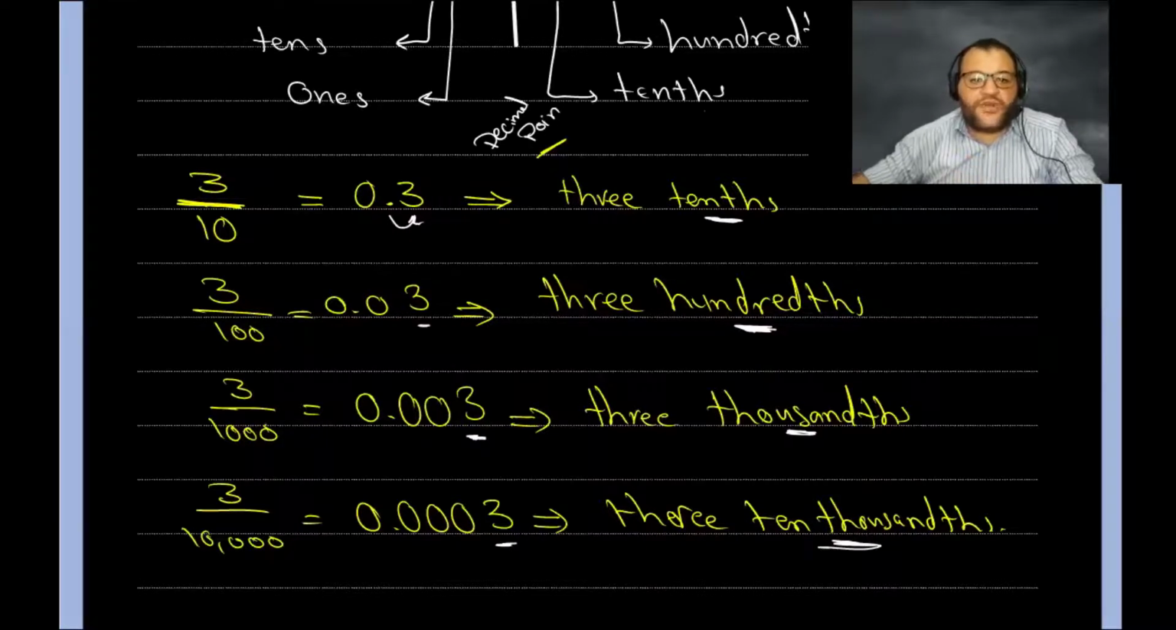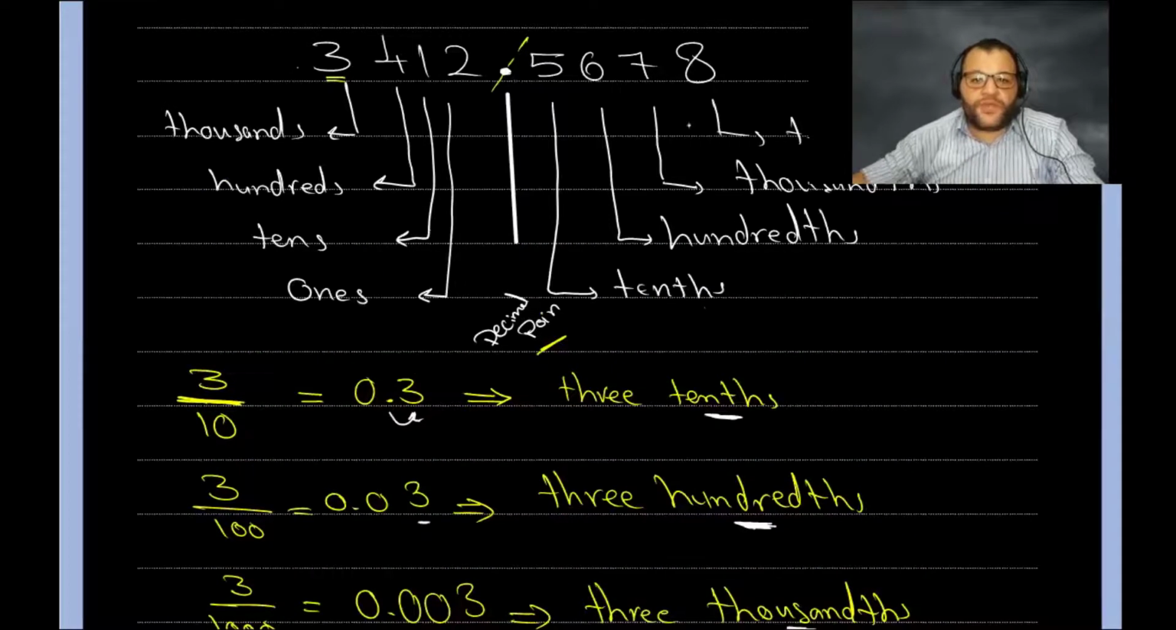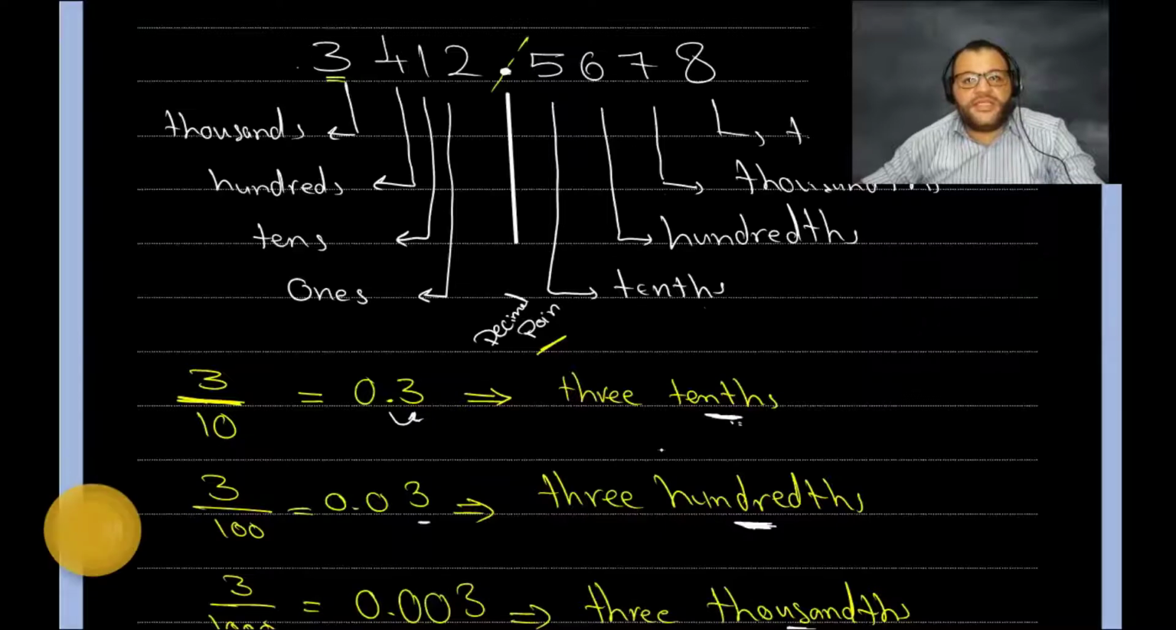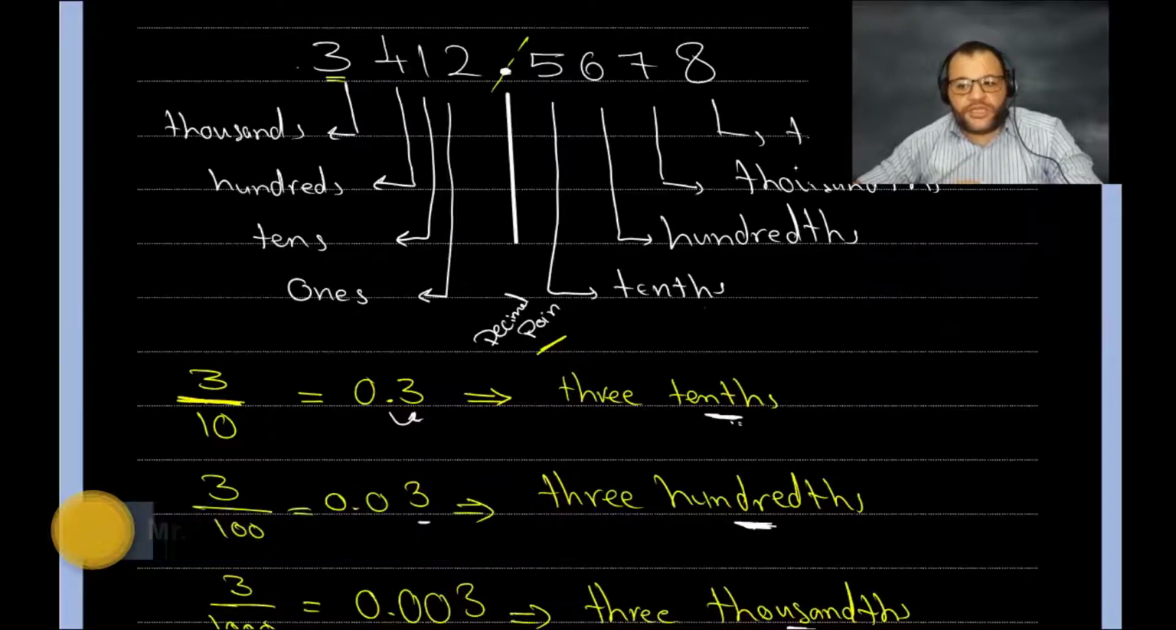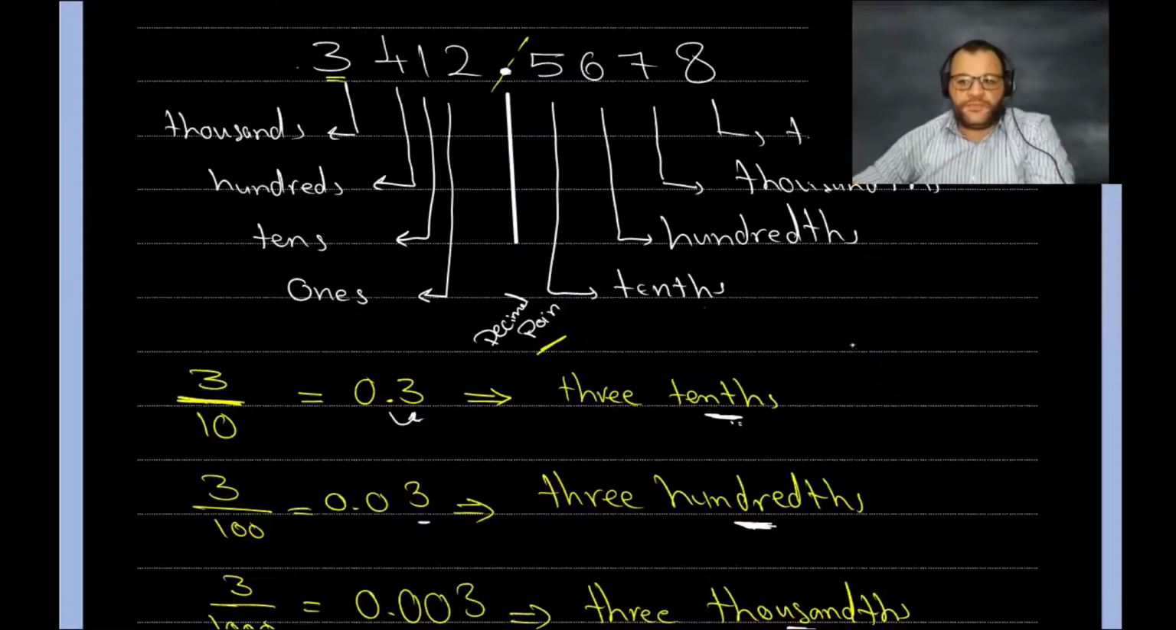You understand now the first number after the decimal point. Again for this one: the first number after the decimal point will be tenths. The second number after the decimal point will be hundredths. The third number will be thousandths. The fourth number will be ten-thousandths. You understand now why the first one here is tenths, not ten-thousandths? If you didn't understand this part, please raise your hand. Is it clear now? Any problem for this part?